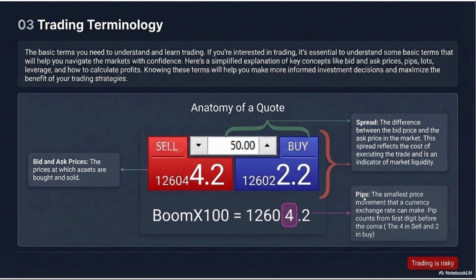The third part is the pip. The pip is the smallest price movement in the market or in currency exchange. Pips count the digits that the price moves up and down. So we count it by pip. Pip means percentage in point. Each movement in the market is calculated by pips. For example, in this picture, the selling price is 12604 and the buying price is 12602. So if the price moved from 2 to 4, it means the price moved 2 pips.